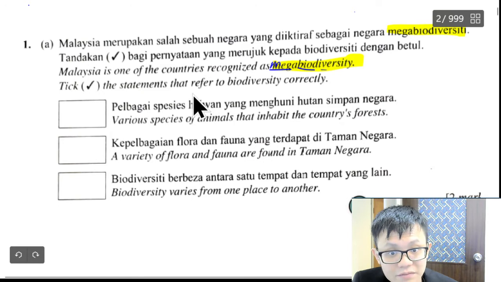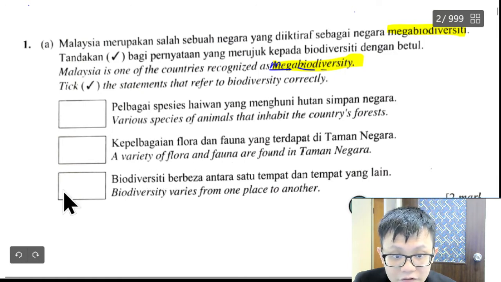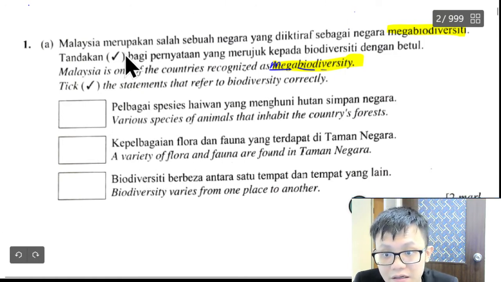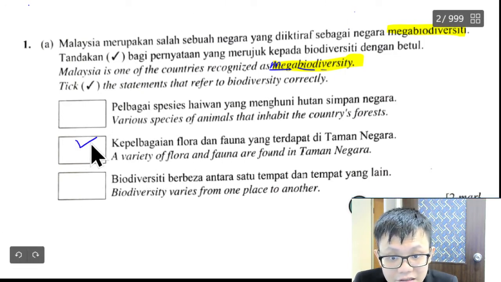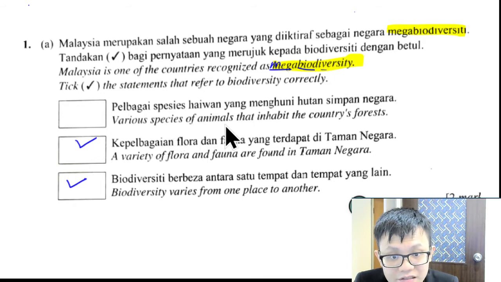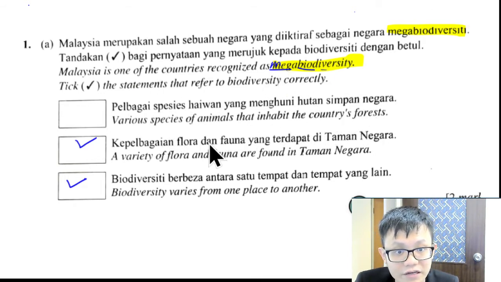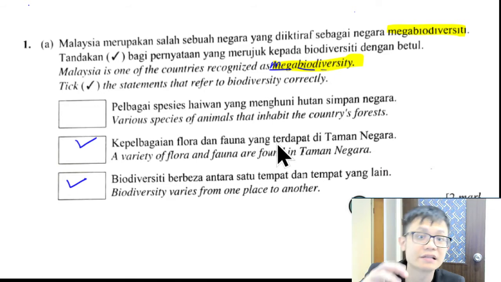Tick the statement that refers to biodiversity correctly. So this one will be a variety of flora and fauna in Taman Negara, correct. Biodiversity varies from one place to another, correct. Whereas a species of animal that inhabit the country forest, okay, wrong, because we are talking about biodiversity, not about the species in a certain country, okay.